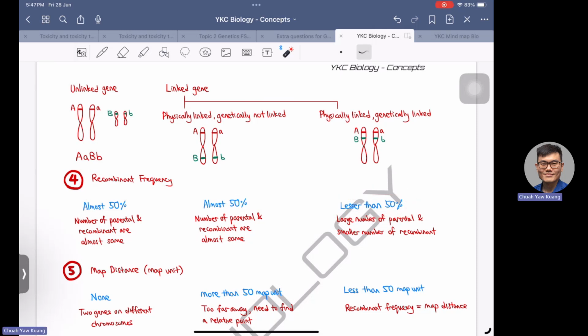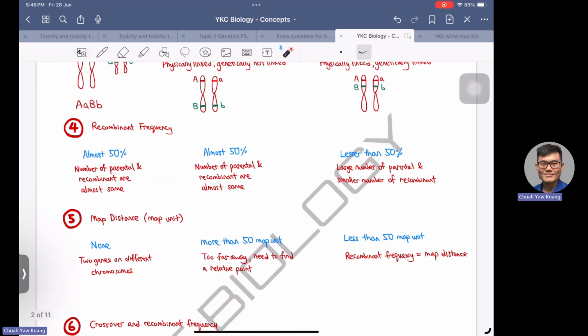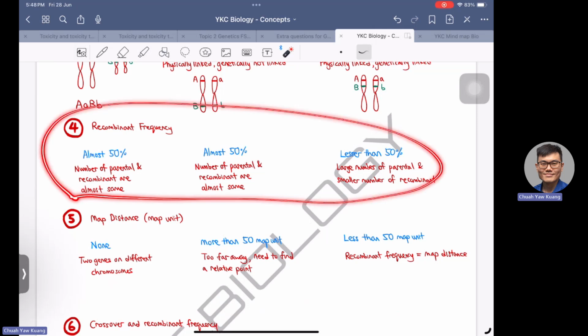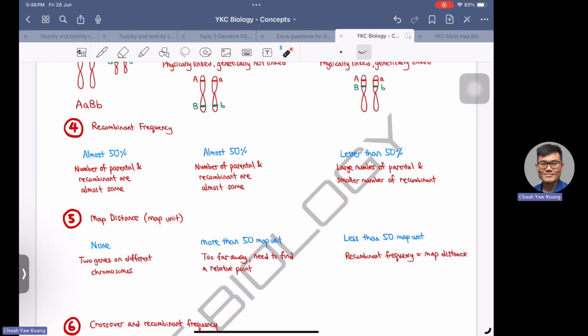So this is when it comes to questions related to the recombinant frequency. Sometimes the questions will ask you about the map distance or map unit. To calculate the map distance, of course, it depends on the recombinant frequency. So you will have to calculate the recombinant frequency first, and only then can you get the map unit or map distance.